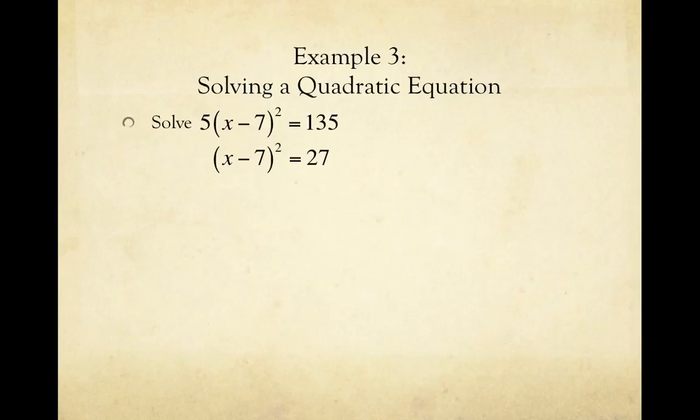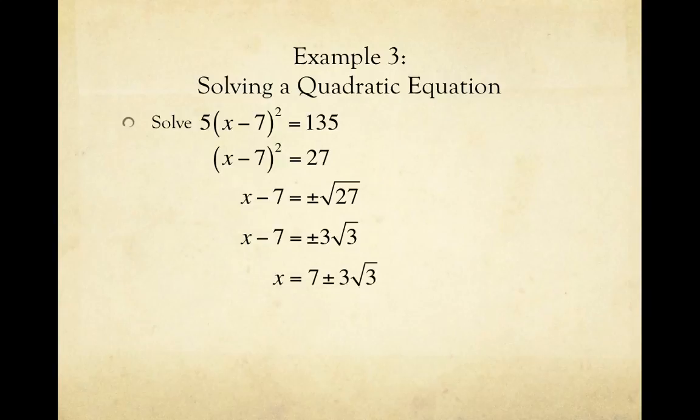Then we're going to square root both sides. Remember, when I square root the 27, it is the positive and the negative of the square root. So I put the plus or minus out in front. Now when I look at that square root of 27, I realize that 27 has a perfect square factor of 9. So I'm going to go ahead and simplify that before I go any further and change it into the plus or minus 3 square root of 3. And then finally, to get x by itself, I'm going to add 7 to both sides.